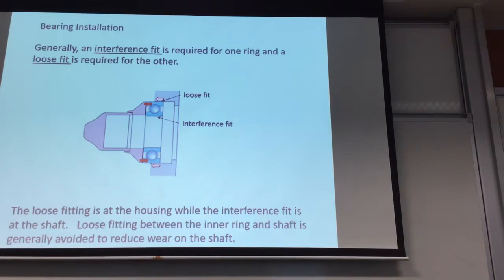When you install bearings, you have two contacts. One is on the shaft, the other is on the housing. Normally we have one contact which is an interference fit, the other is a loose or intermediate fit. Basically, the loose fitting is at the housing. This is the housing, this is your shaft. You have two contact points between the bearing and your machine. This one is the contact between the bearing and your shaft. That one is the contact between the housing and your bearing. So the contact between the housing and the bearing should be loose. The contact between your shaft and your bearing should be an interference fit.